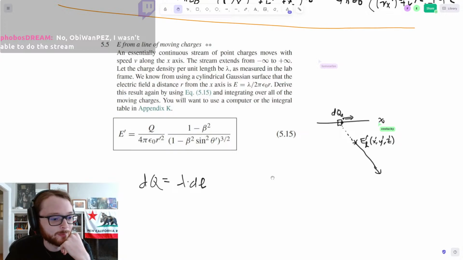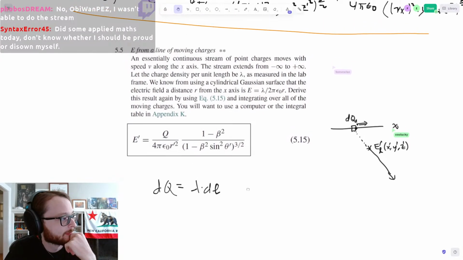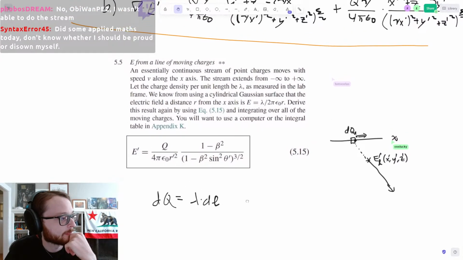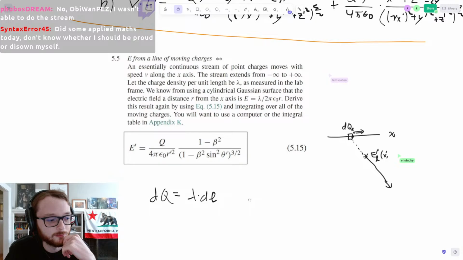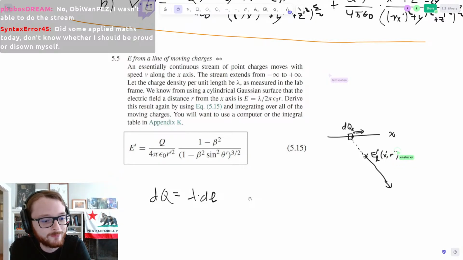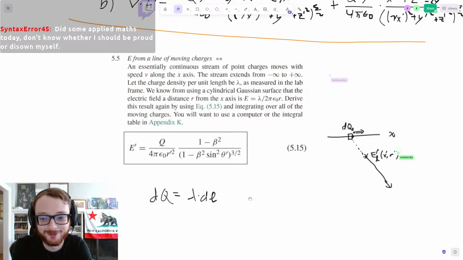I thought I missed that, so I'm glad I didn't just forget about it, but hopefully you're able to do it soon. Hey, syntax, some applied math. I mean, around here, you should be proud of doing applied math at least.